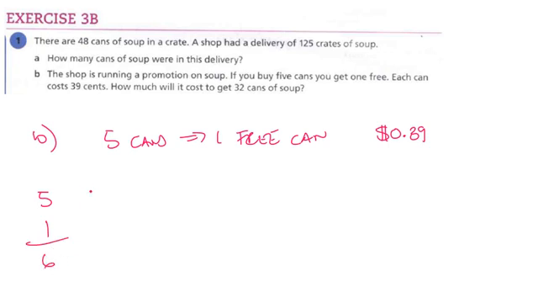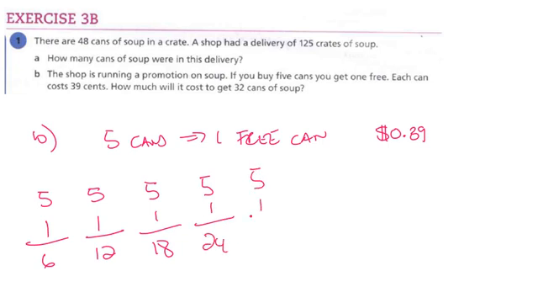Then another 5 and another 1 will take this up to 12. Then 5 and 1 will take it up to 18. 5 and 1 will take it up to 24. 5 and 1 will take that up to 30. And then we're only going to have 2 cans left. And we don't get a free one because we need to purchase 5 in order to get a free can.